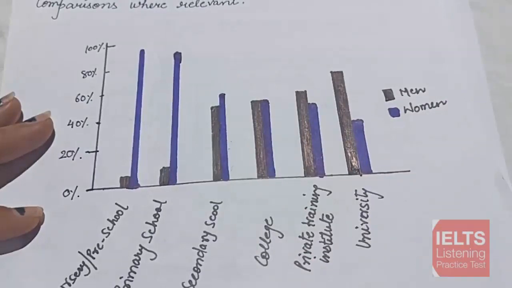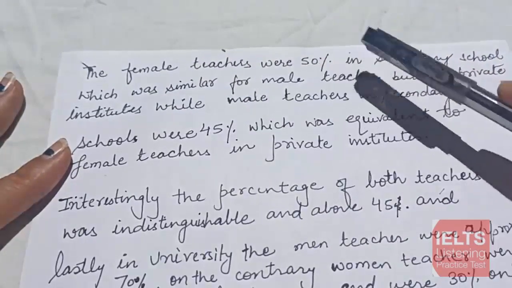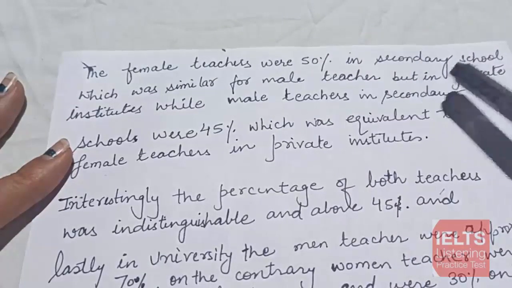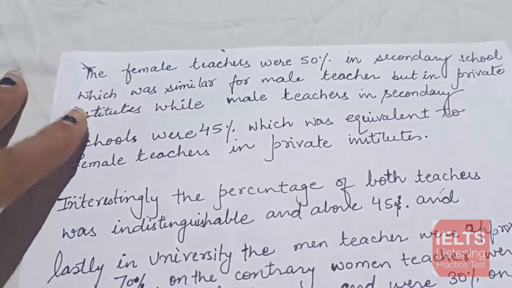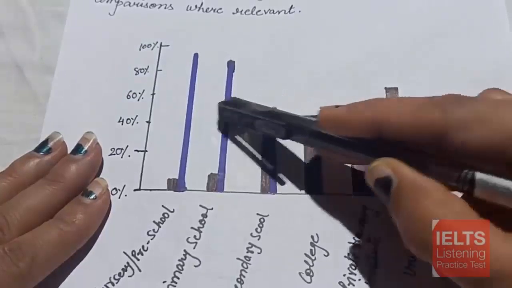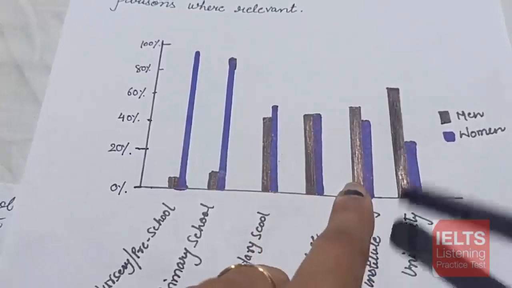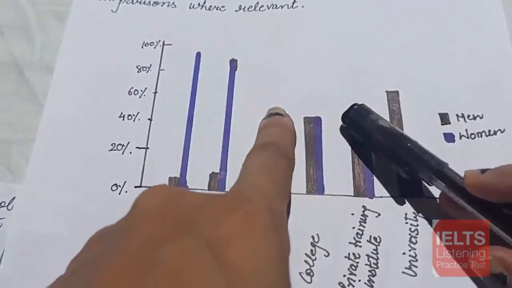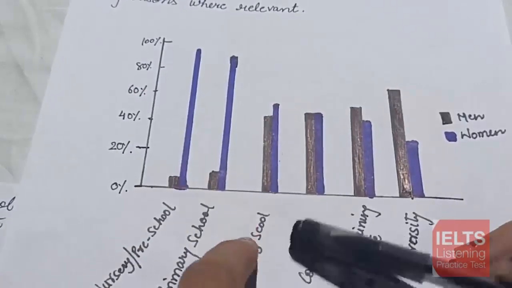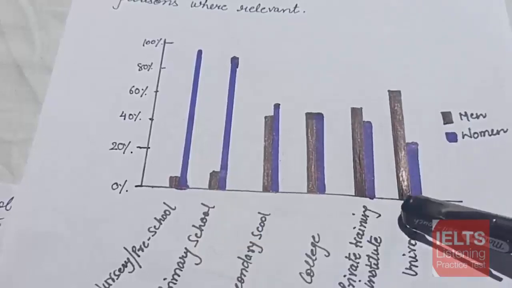Now moving further, the female teachers were 50% in secondary school, which was similar for male teachers but in private institutes. What is happening? So in secondary schools the females were 50%, and this was similar to men in private institute, and they both were 50% but in different institutes. Women were 50% in secondary school and men were in private institute. Okay, and vice versa also.